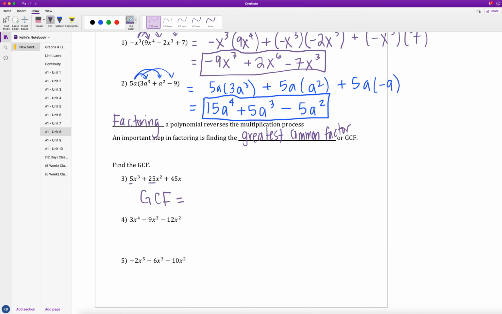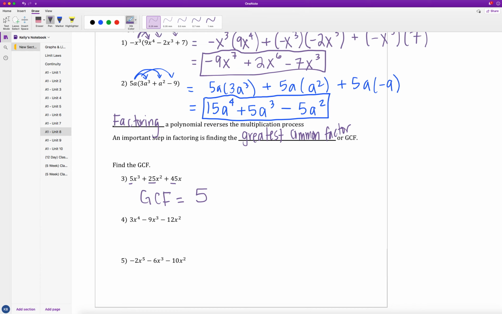So I'm looking at the 5, the 25, and the 45. What number are all three of those numbers divisible by? So our greatest common factor between 5, 25, and 45 would actually just be the number 5, because 5 is divisible by 5, 25 is divisible by 5, and 45 is also divisible by 5. I can't go any higher because 5 itself is a prime number, so it's not like I could try to divide it by 10 or by 20 or anything larger than 5.